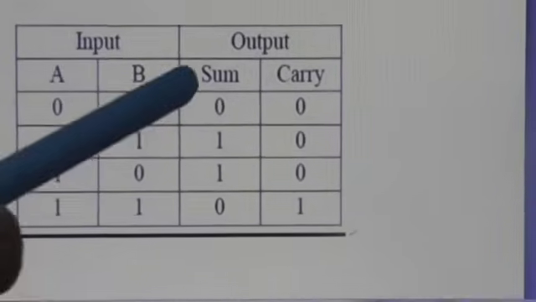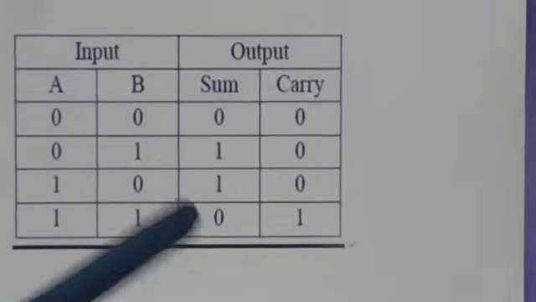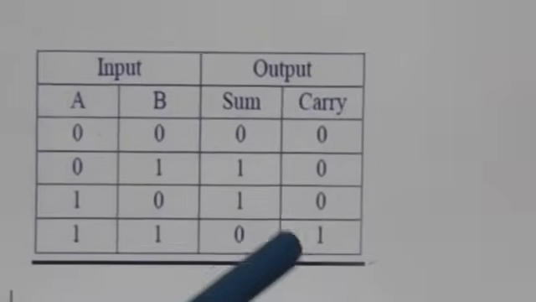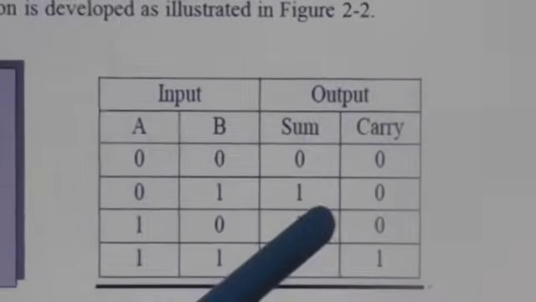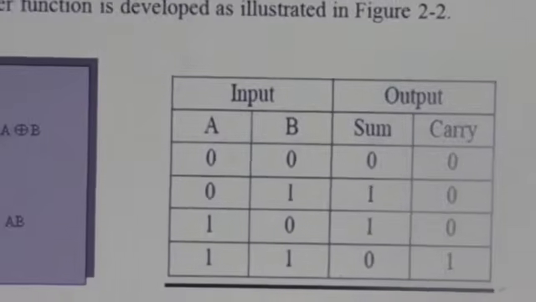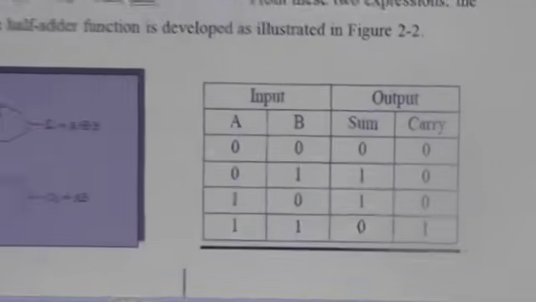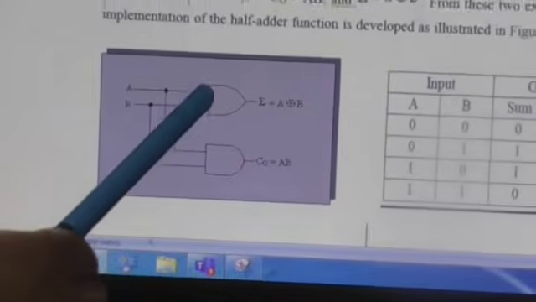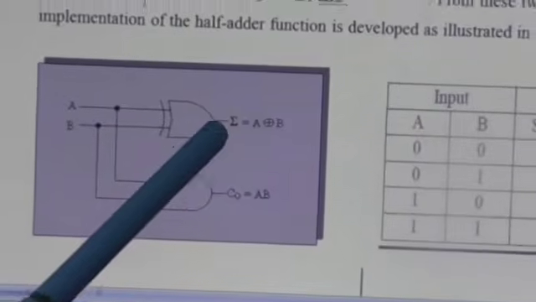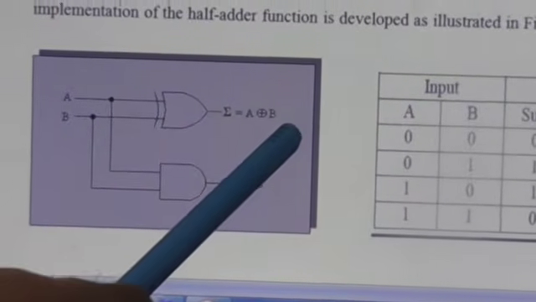This is the output which we are getting from the XOR gate, and this is the output which we are getting from the AND gate. That's why XOR gate and AND gate are required for the purpose of demonstrating the half adder. How exactly will it be demonstrated? Now look, here A and B are the two inputs for the XOR gate, which produces the output summation, A XOR B.